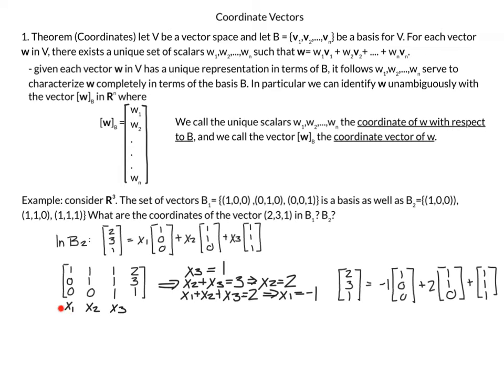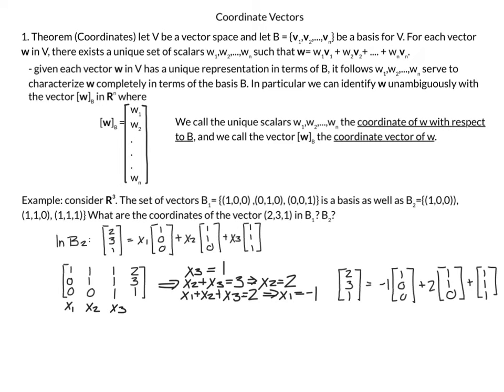Remembering this first column represents x1, the second column represents x2, and the third column represents x3. So reading off, we get 0x1 plus 0x2 plus x3 is equal to 1. Our second equation tells us that x2 plus x3 equals 3, which means x2 is equal to 2. And then we have x1 plus x2 plus x3 equals 2, which tells us that x1 is equal to negative 1.